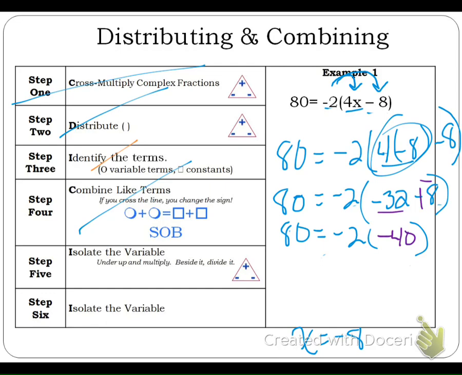Almost done. 80 equals negative 2 times negative 40 is a positive 80. Yes, we did it. It checks out. We did the problem correctly.